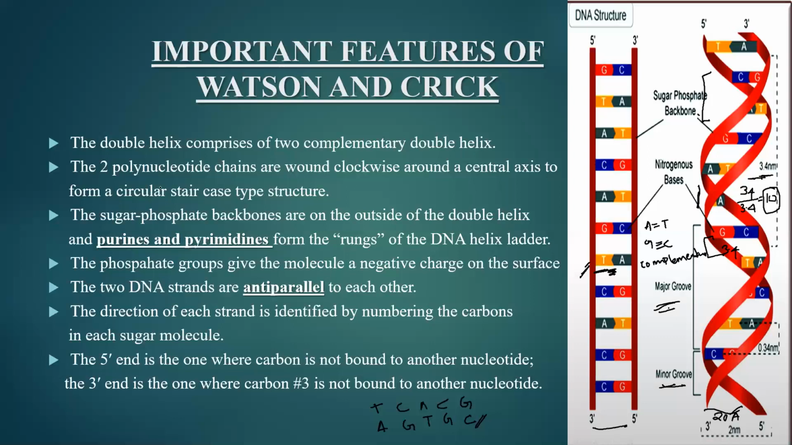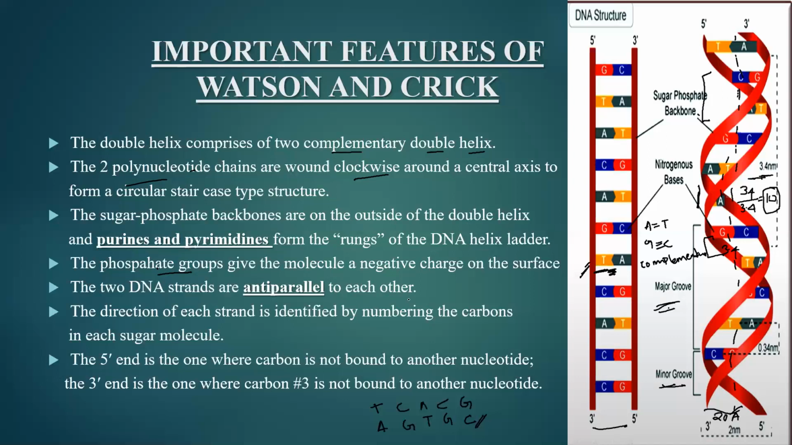So let's come back to the points mentioned here. The double helix comprises two complementary polynucleotide chains wound clockwise around a central axis. You will have a central axis like this, to form a circular staircase structure. Now, the sugar-phosphate backbones are on the outside of the double helix, and purines and pyrimidines form the rungs of the DNA helix ladder. The phosphate groups give the molecule a negative charge on the surface.